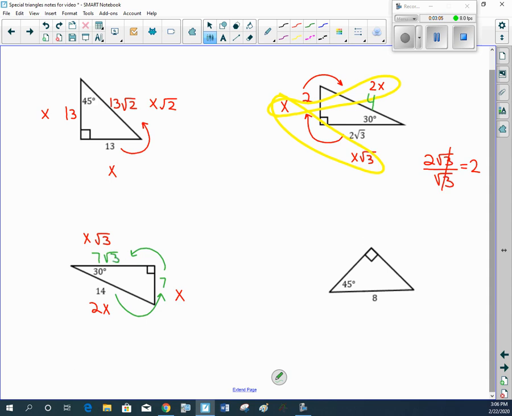Over here, 45, 45. This is x side, x root 2 side. Okay, so it looks like to me I want to get shorter. I'm going to go from here to here, and I want to be shorter. So what am I going to divide by? I'm going to divide by the square root of 2. So 8 divided by the square root of 2. Rationalize that, and you end up with 4 root 2. And these two sides are the same.